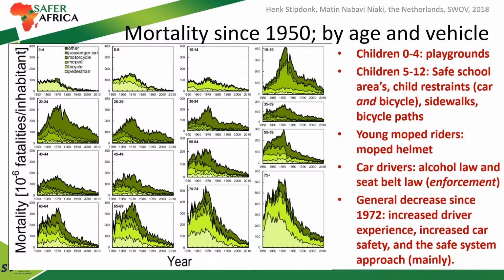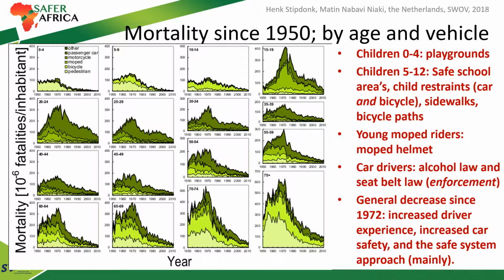These graphs show mortality instead of deaths. So here we see the number of deaths per million inhabitants of each age group. This graph corrects the number of deaths for differences in population size and for changes in population size over time. Now, what policies can be implemented based on these developments over the 60 years?